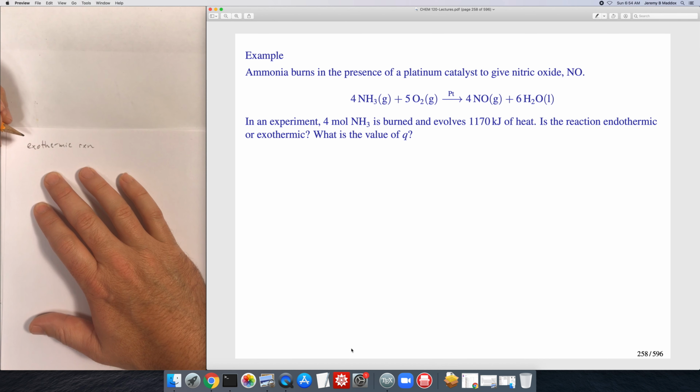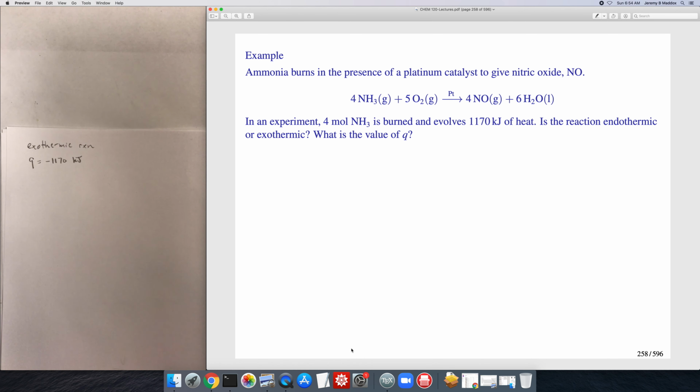And for an exothermic reaction, the value of Q is negative. So the value of Q would be minus 1,170 kilojoules for every 4 moles of ammonia that's burned.